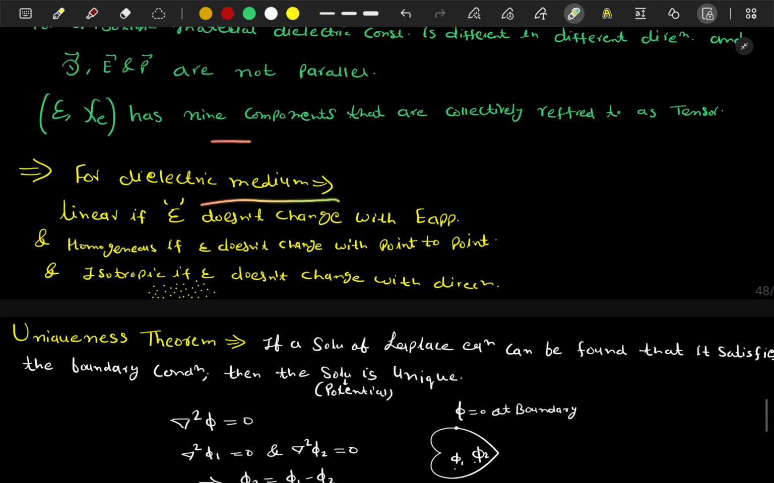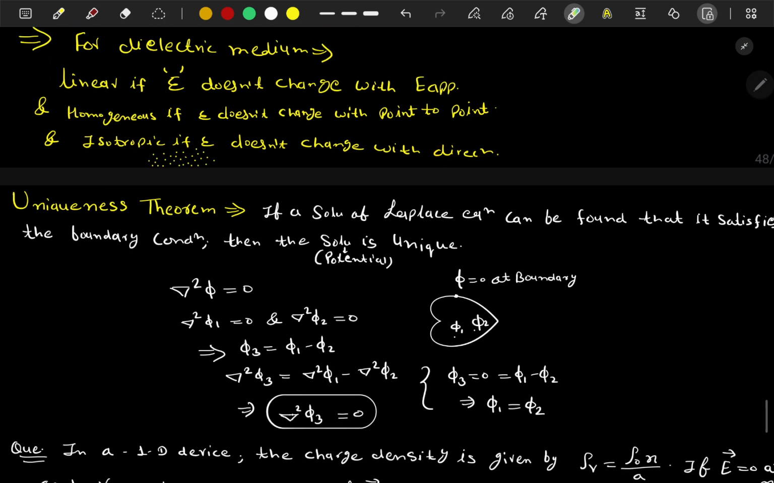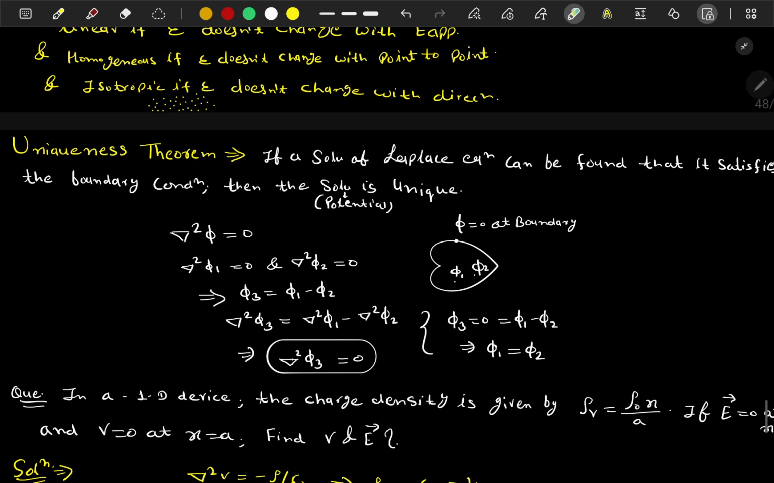Now, any dielectric medium is linear when epsilon does not change with the applied E. Okay. So whenever we apply an electric field and epsilon is not changing, then we say linear media. And we say homogeneous when epsilon does not change from point to point. If we change the point from x to x prime and it's not changing, then we say homogeneous. And if after changing direction it's not changing, then we say isotropic media. Now we will consider the uniqueness theorem in our next lecture. Thank you.